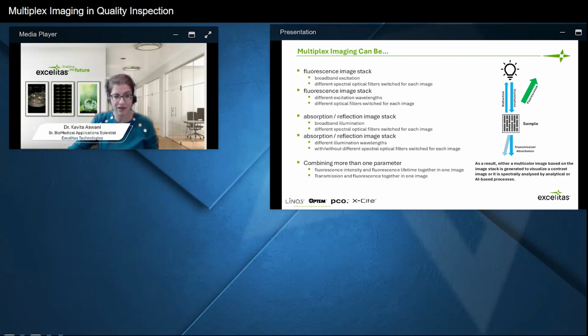You can also have a combination of more than one parameter. For example, if you're looking at the reflection, fluorescence, or absorbance, you can combine them with your fluorescence lifetime imaging. And the resulting image can be either visualized through just contrast, or it can be analyzed by AI-based processes, which I believe Gerhard will cover a little more in detail.